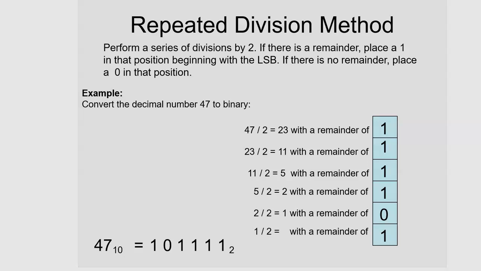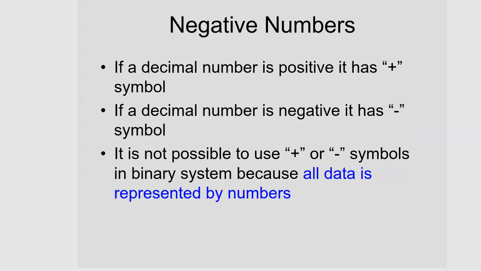Well, all right, this brings up something pretty interesting. If all I can use to represent binary information is a 0 or a 1, then what do I do? How do I represent negative numbers?